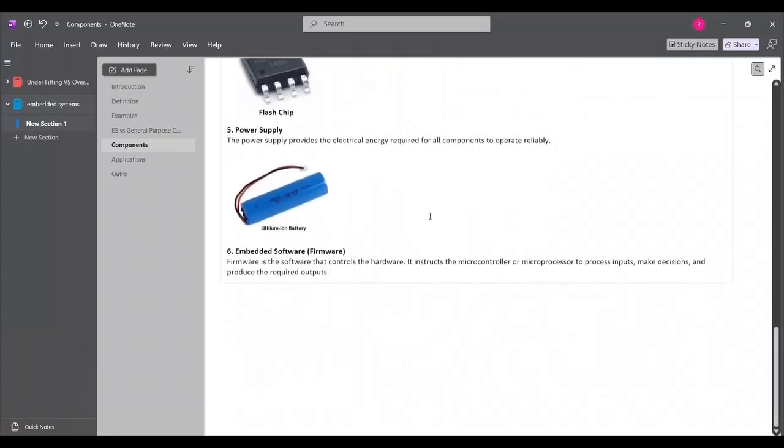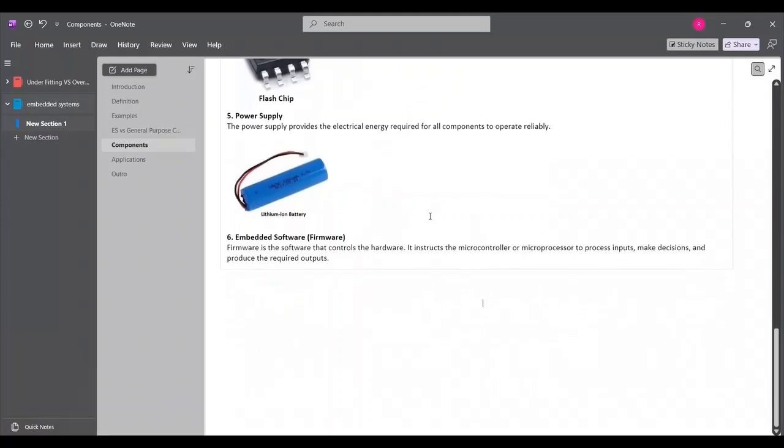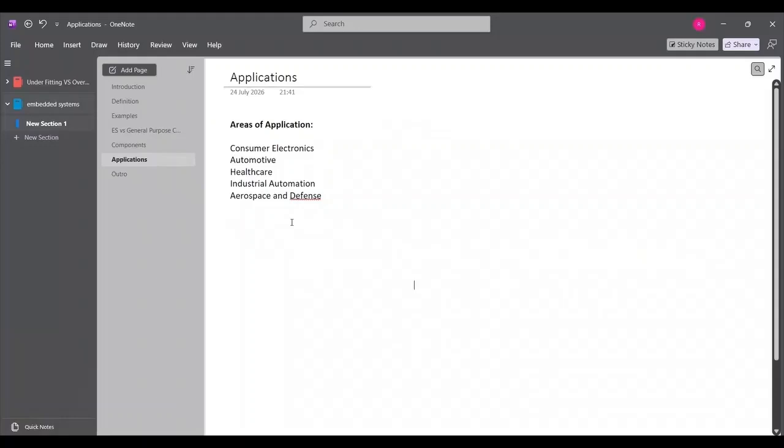The power supply provides the required electrical energy for all components of the embedded system to operate. Depending on the application, embedded systems may use batteries, DC power sources, or regulated power supplies to ensure stable operation. The embedded software, also known as firmware, is the program that controls the hardware components of the system. It provides instructions to the microcontroller or the microprocessor about how to process inputs, make decisions, and generate outputs. Without firmware, the hardware components cannot perform their intended functions. Some of the areas where embedded systems are widely used are consumer electronics, automotive, healthcare, industrial automation, aerospace, and defense.